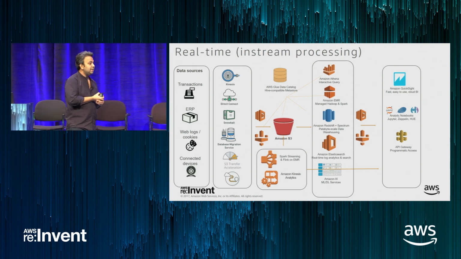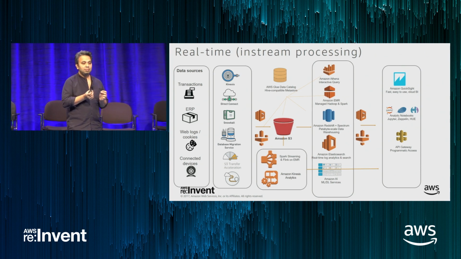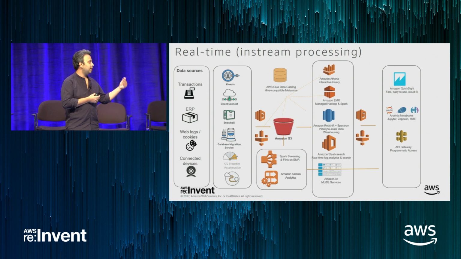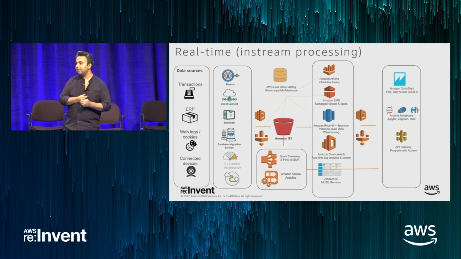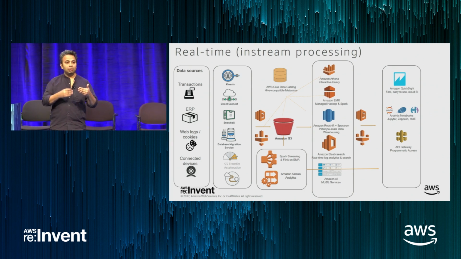For example, Kinesis. I don't like the term real-time. That's why I put the word in-stream, because you're actually processing the data in-stream instead of processing the data once it's stored on some kind of a data store. So something like Spark Streaming or Flink on EMR or Kinesis Analytics can actually run SQL queries on a stream of data and give you real-time results of the data set.